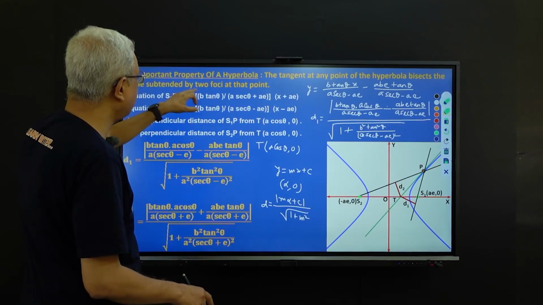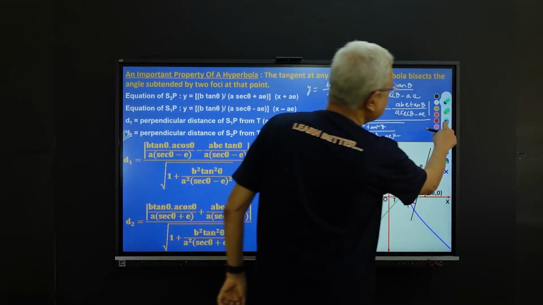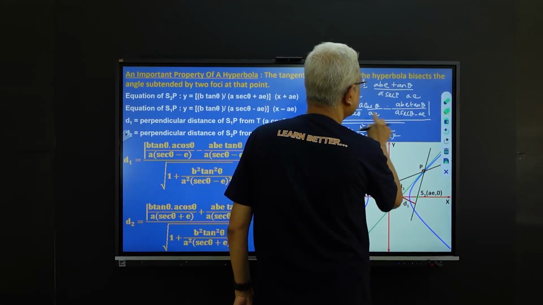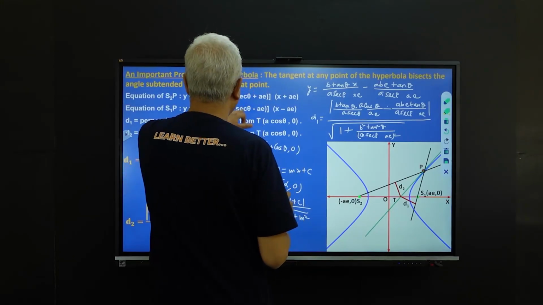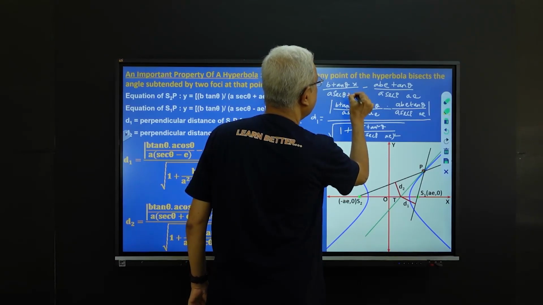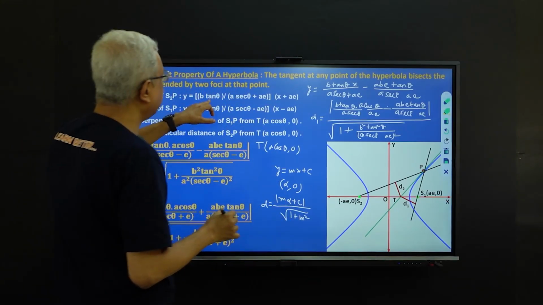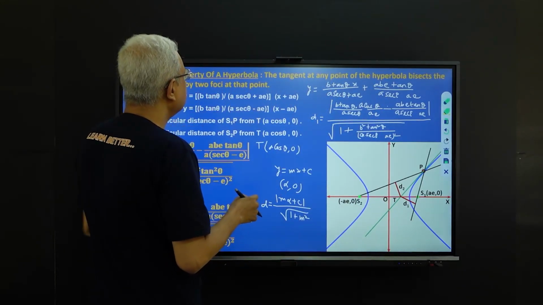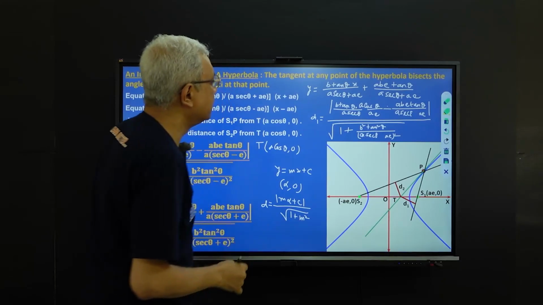This is D1 I have written. Now if you think about S2P, the equation is y = (b tan theta by a sec theta plus a) into x, minus, in S2P's case, plus a b e tan theta by a sec theta plus a.